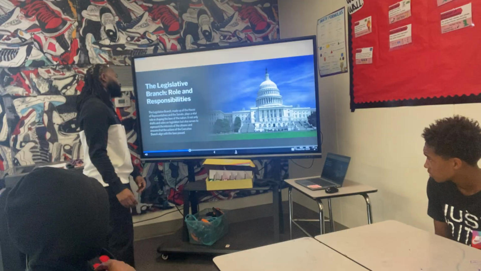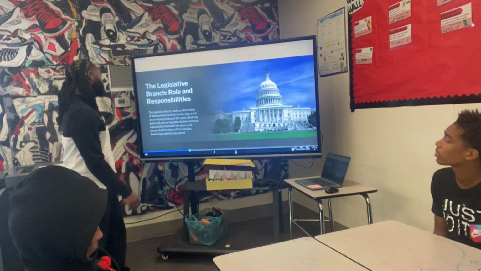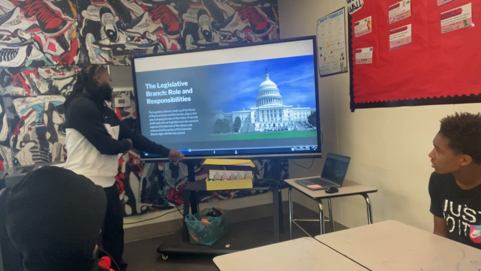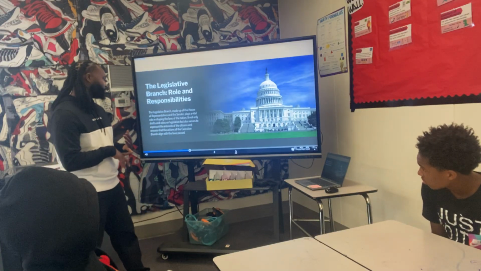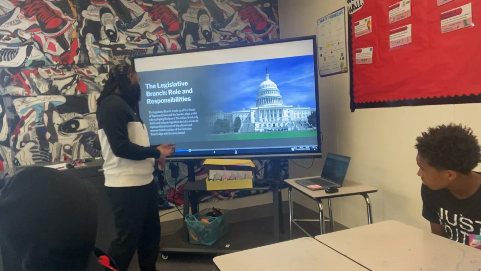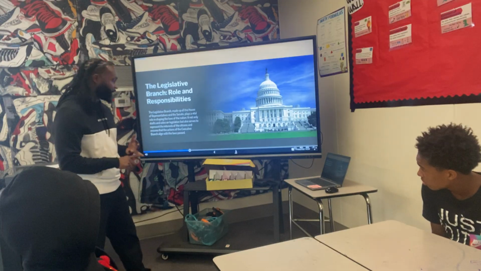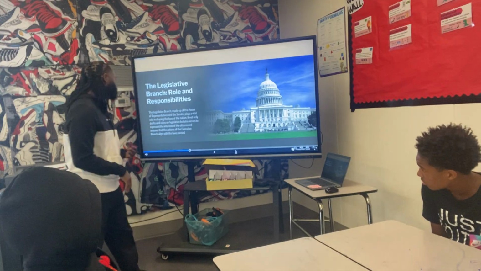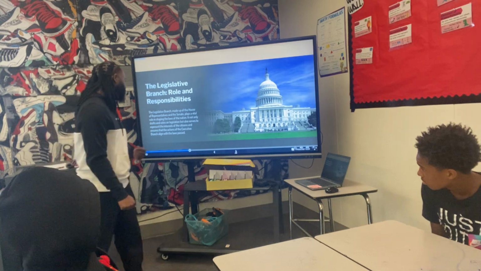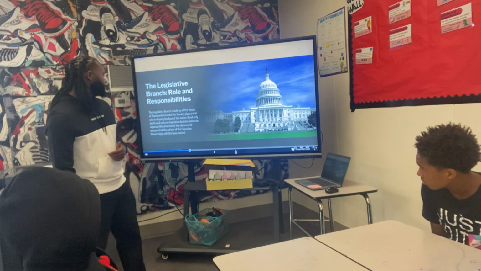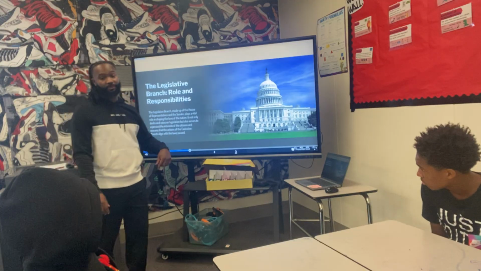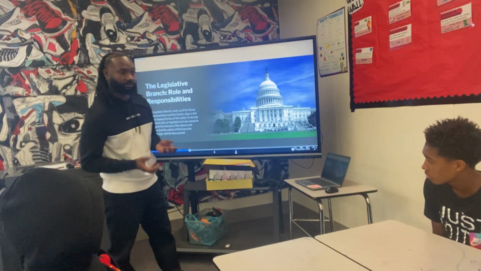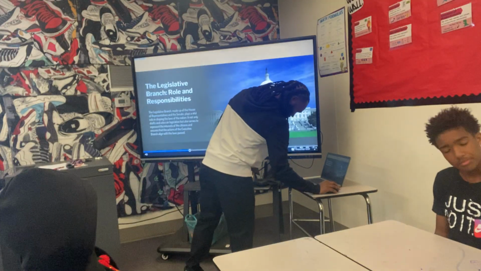So we got the legislative branch, the role and responsibilities. The legislative branch, like I said, is made up of the House of Representatives and the Senate, and it plays a vital role in shaping the laws of the nation. It not only drafts and votes on legislation, but it also serves to represent the interests of the citizens to ensure that the actions of the executive branch align with the laws that are passed. See how they're checking into each other?